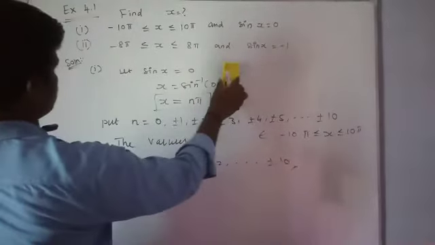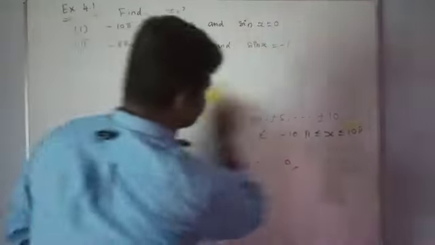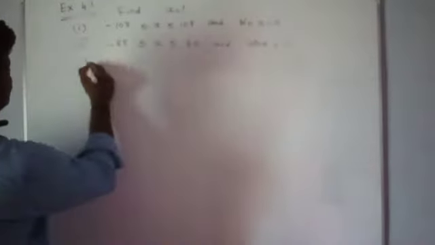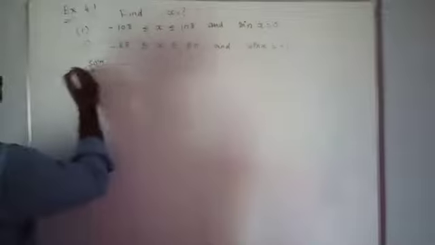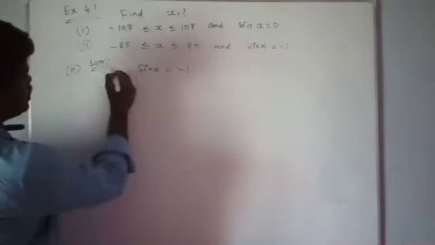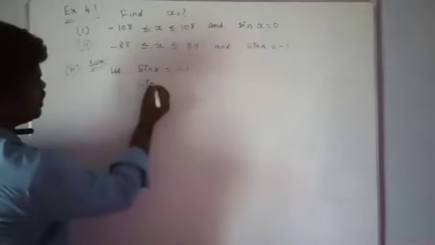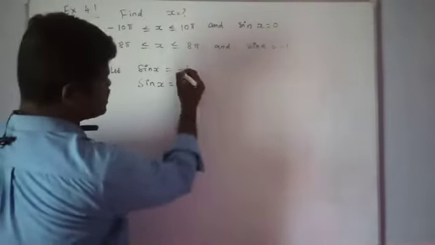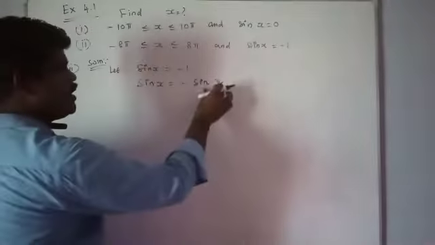This is the second Roman letter. Solution of the second one: sin x equal to minus 1. Let the given value be sin x equal to minus 1. Take the minus outside. What is the value of sin pi by 2? Sin pi by 2 is 1.